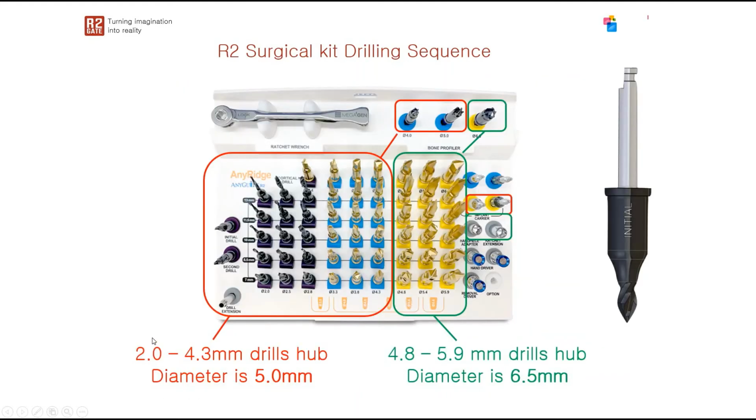Please note that for the drills from 2.0 to 4.3, the cylinder or the hub of the drills is 5 millimeters in diameter, while for the 4.8 to 5.9 millimeter drills, the hub or the diameter of the drills is actually 6.5 millimeters.